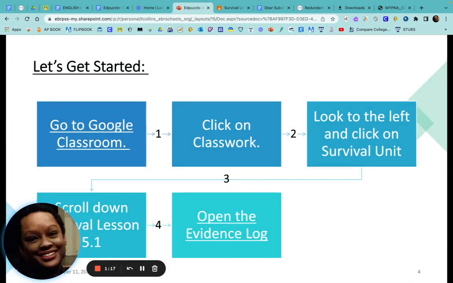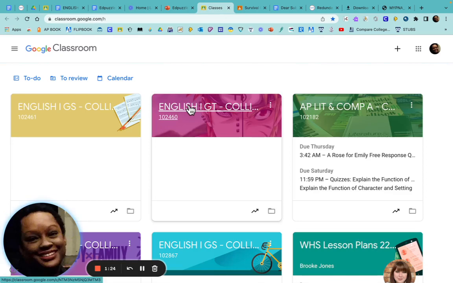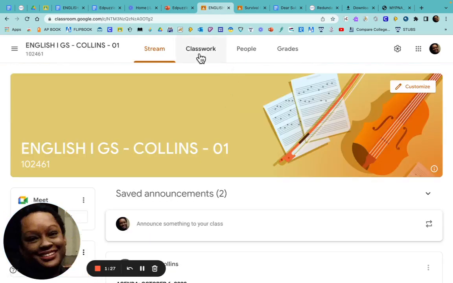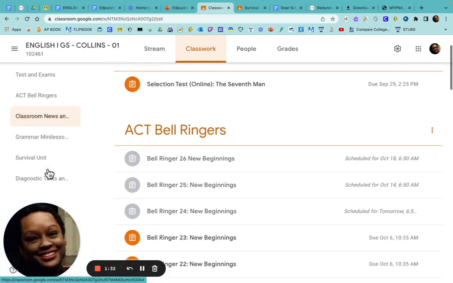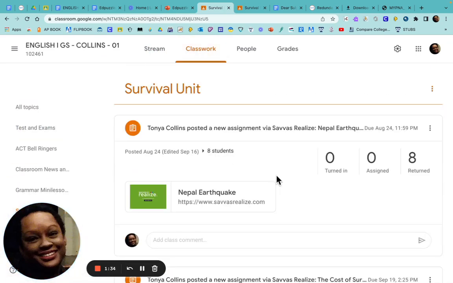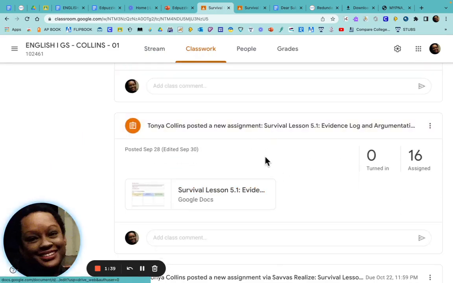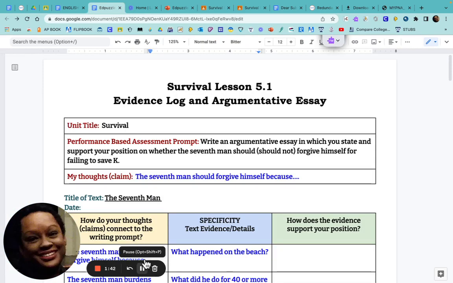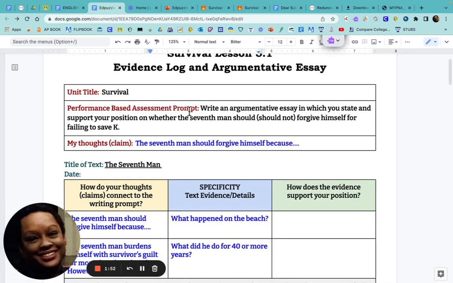Okay, let's get started. I want you to go to Google Classroom, and when you get there, get to your class. Click on classwork, scroll over to survival unit, and scroll down to lesson 5.1, which is the evidence log. Thank you for opening the evidence log. So we need to review this part of the evidence log. This section is based on the seventh man.